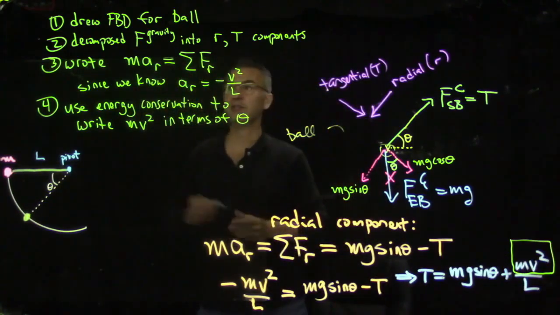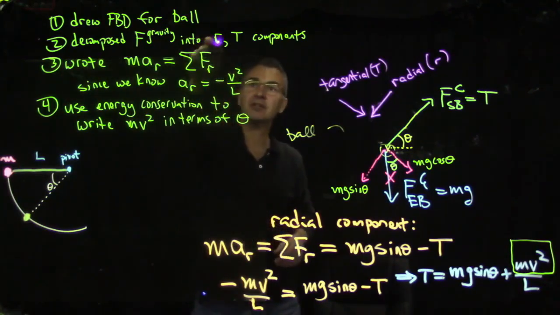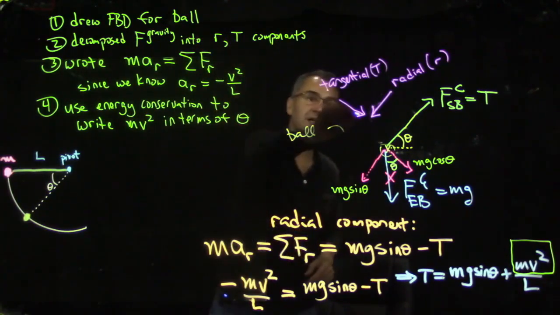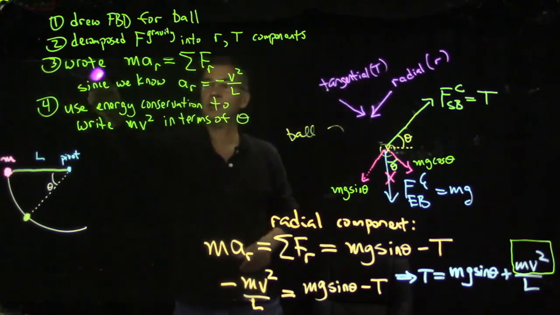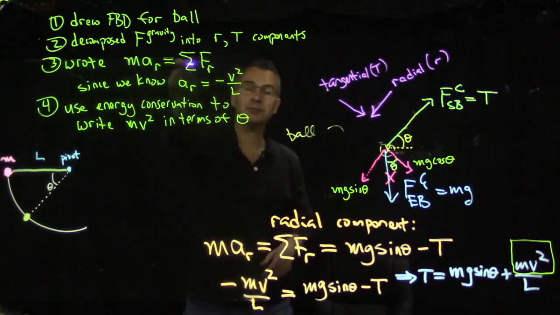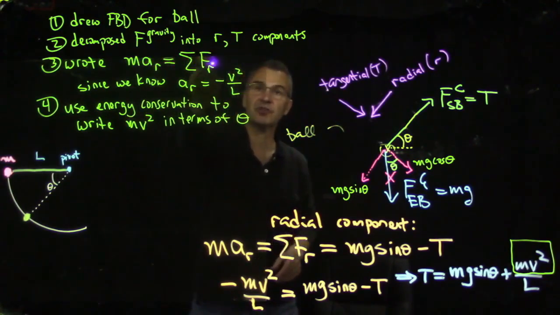Let's just recap what we did. We drew a free body diagram for the ball. Then we decomposed gravity into radial and tangential components. So here's the tangential direction, which I'm calling T. Here's the radial direction, which I'm calling R. Then we wrote F equals ma for the radial component.